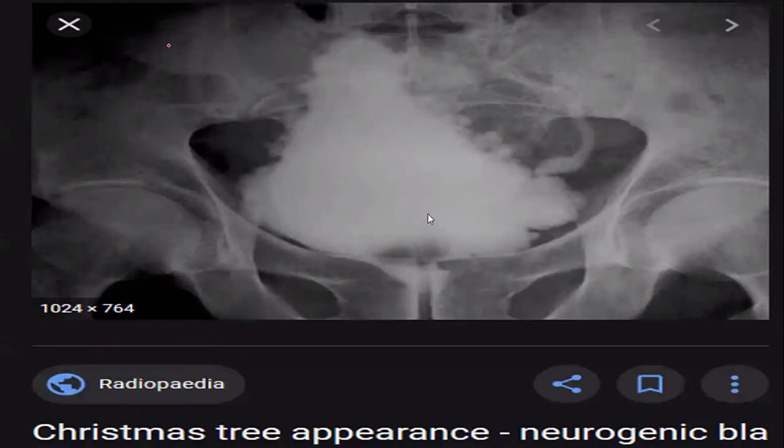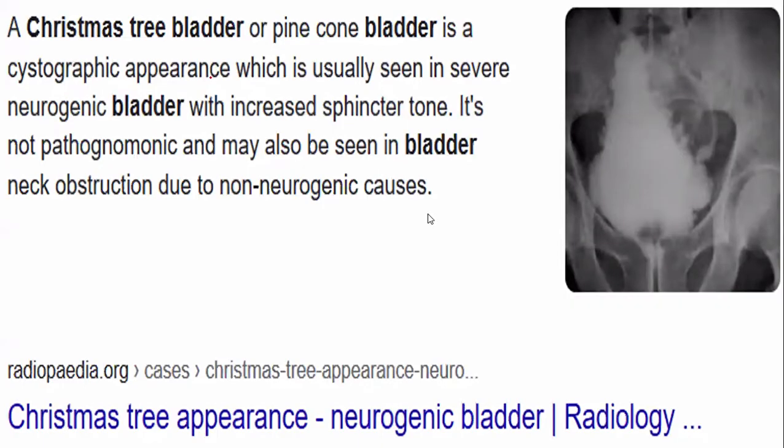So a Christmas tree bladder or pine cone bladder is a cystographic appearance which is usually seen in severe neurogenic bladder disease with increased sphincter tone. It is not pathognomonic, meaning it is not specific to one disease. It can be due to many causes and may also be seen in bladder neck obstruction due to non-neurogenic causes.